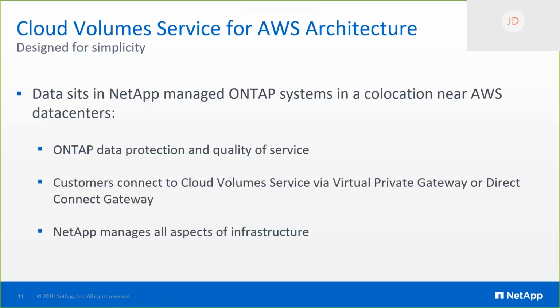So the data for Cloud Volume Service actually sits in NetApp Managed Systems in a co-location near AWS data centers. So you're getting all the benefits of using ONTAP hardware when you use Cloud Volume Service. So, the features of ONTAP relating to data protection, like RAID Tech, high availability controller heads, ONTAP quality of service. All those things are happening in the background and being managed by NetApp to ensure that your data is protected and that the performance that you get out of this service is exactly what it should be.